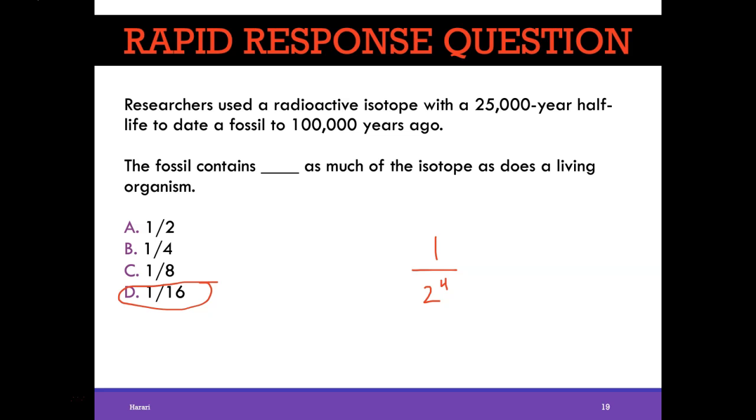And again, you should be able to do this question the other way. If I said, researchers used a radioactive isotope with a 25,000-year half-life, they found that the fossil contained 1/16 as much of the isotope as does a living organism. How old is the fossil? So you have to be able to figure this out to get to 100,000 years old. And I recommend looking at the back of the chapter in the book for some more sample problems.